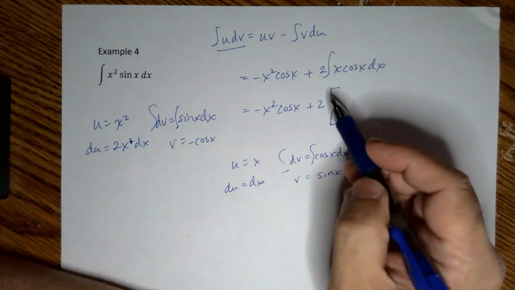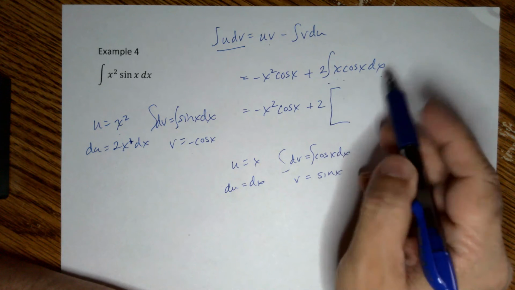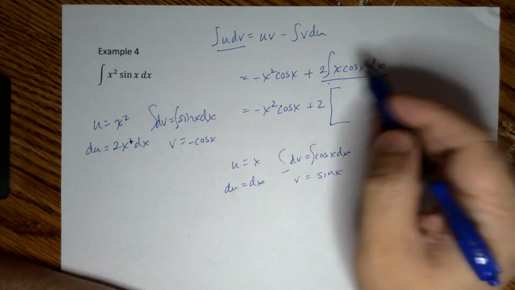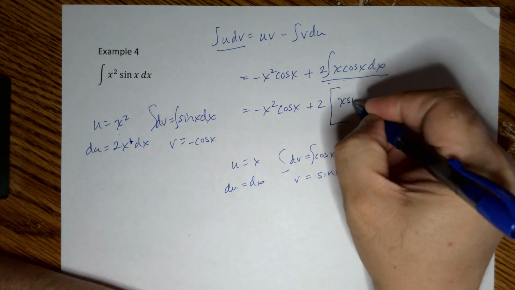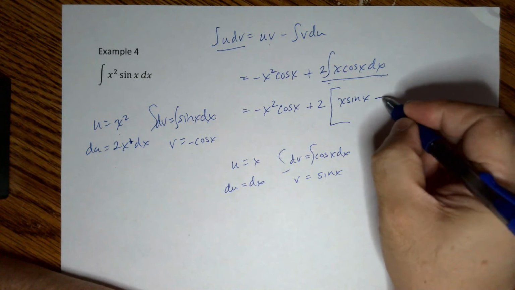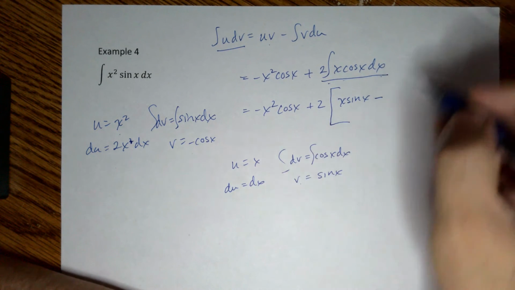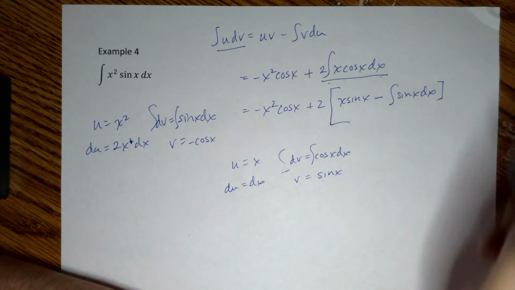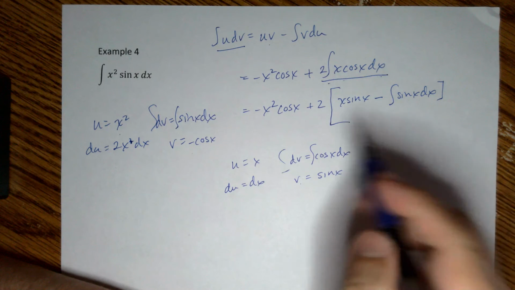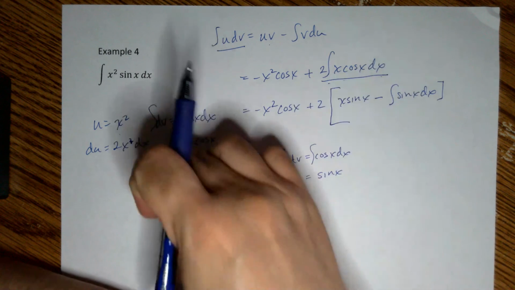So now I am replacing this whole thing, the integral, with uv. So uv is x sine x minus v du. So it's sine x dx. Okay? Alright. I have to skip the space here. I should have written it over here on the left.